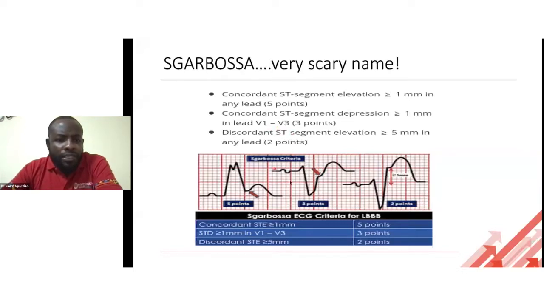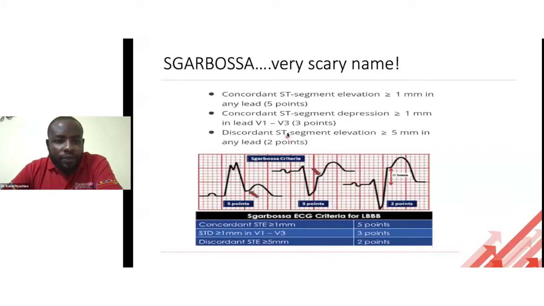You assign these 3 points. And the third criteria is you have discordant ST segment elevation. So you have this one going down below the isoelectric line, and the other one, the ST segment, is going on the opposite side. They're discordant, more than 5 millimeters. The discordance is more than 5 millimeters in any lead. Again, give 2 points. By the time you're having 3 points, out of a total of 10, that is an MI.